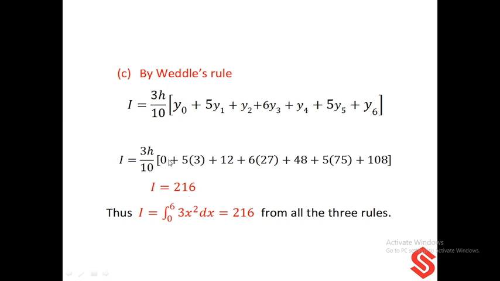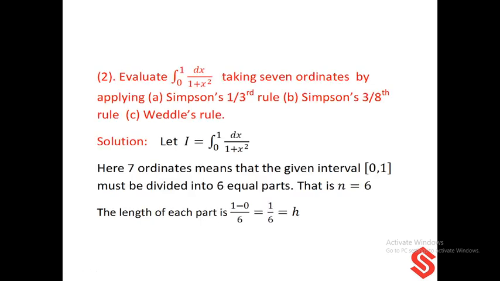So in all the three cases we got the value of the given definite integral as 216. So that is integral 0 to 6 of 3x square dx is equal to 216. Next, second example.